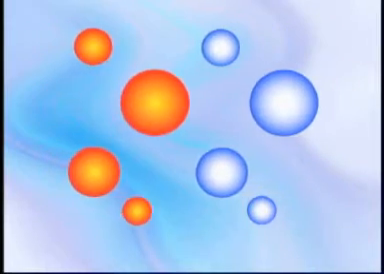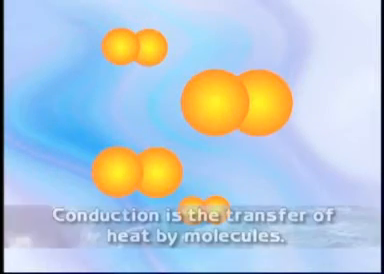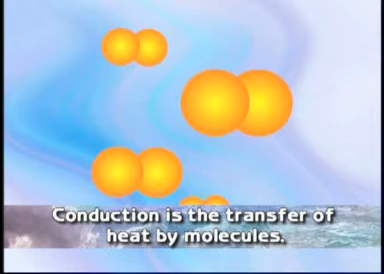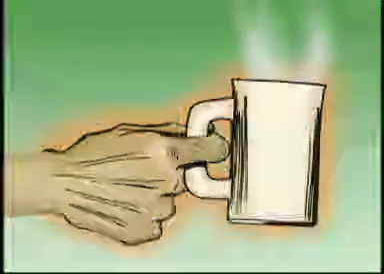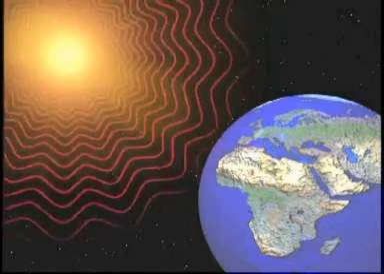Heat can transfer from one molecule to the other when they make contact with each other. This is known as conduction. Say you're holding a steaming mug of hot chocolate. As time passes, the heat energy from the mug decreases, and the heat energy from your hands increases until the two are equal.